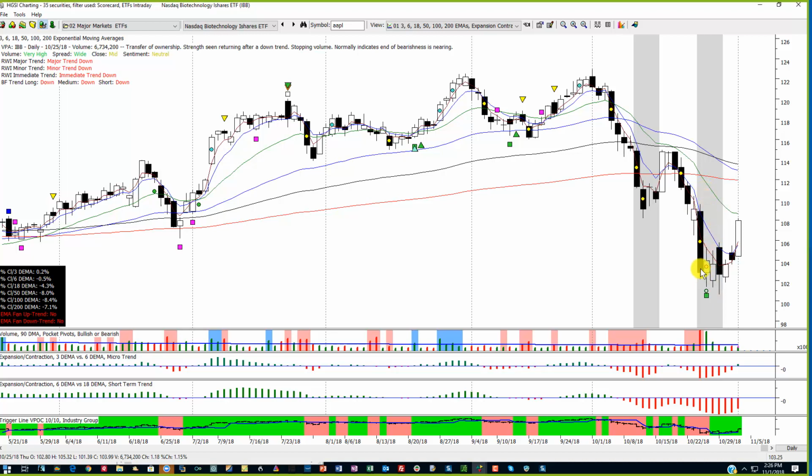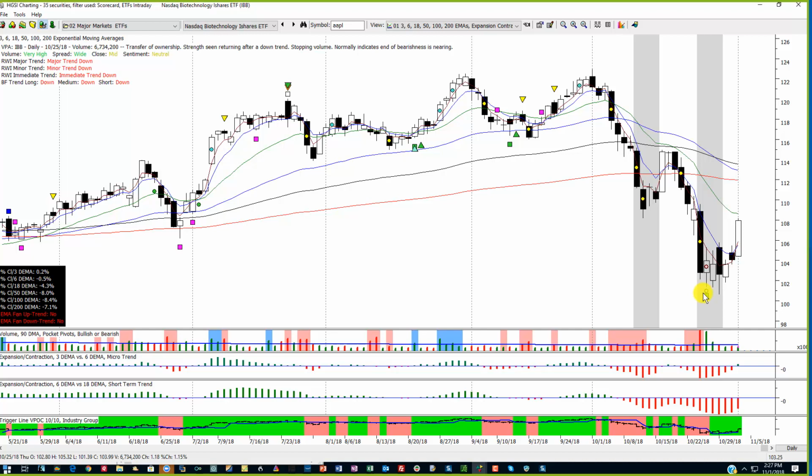We had a big down day, effort to fall, but you can see the tails on this candle, which means that there's a disagreement about what's going to happen going forward. There was also stopping volume. If you look up here, stopping volume, which is indicated by this green circle, and then the other VPA flag here is strength returning after a strong downtrend.